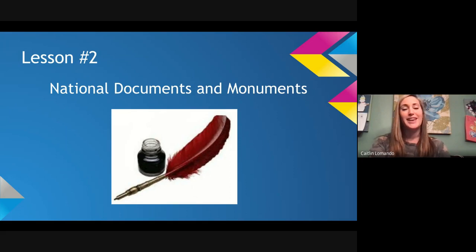We are up to lesson 2 in our social studies unit, all about the great state of New Hampshire. Last time we left off, we looked at a few national holidays and national symbols of America. Today, we're going to look at our national documents and monuments. Remember, regardless of what state you live in, these are things that govern all of our lives.